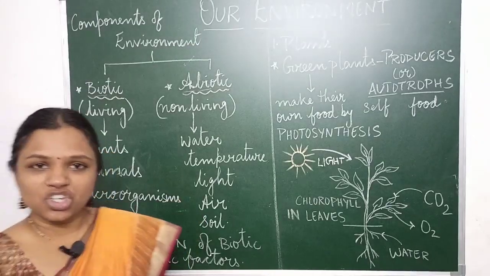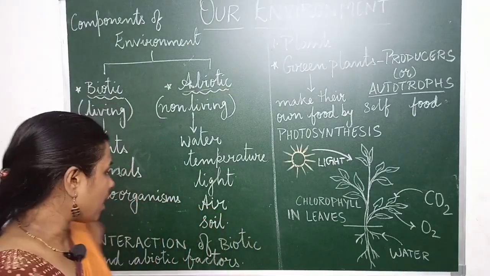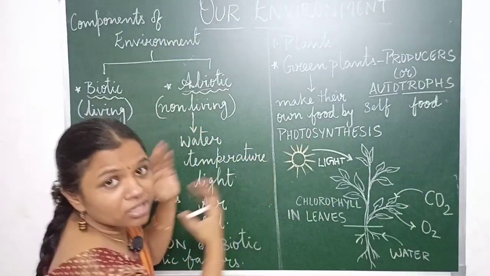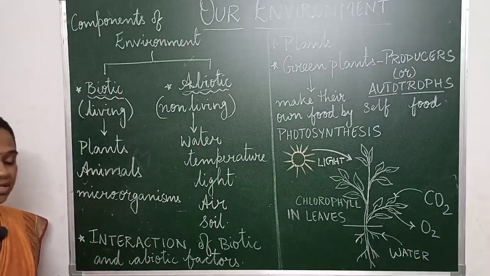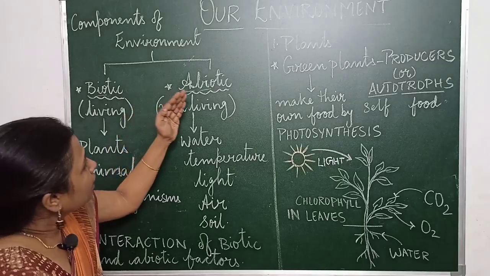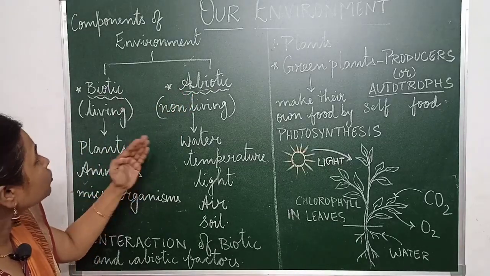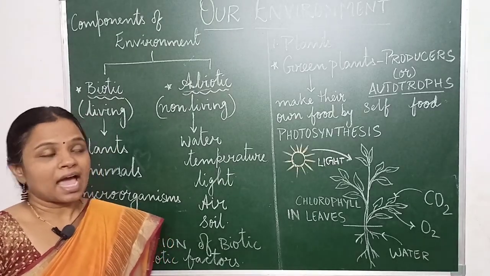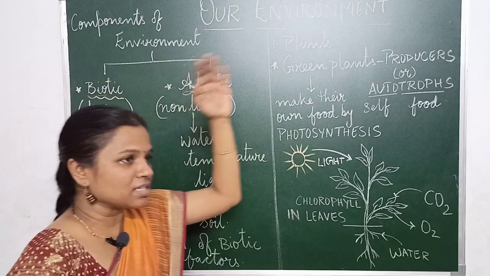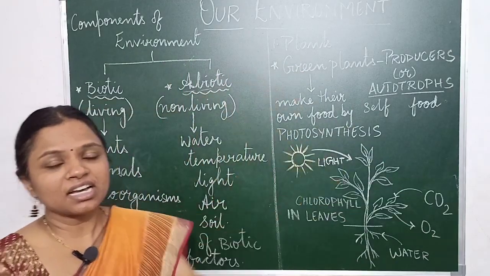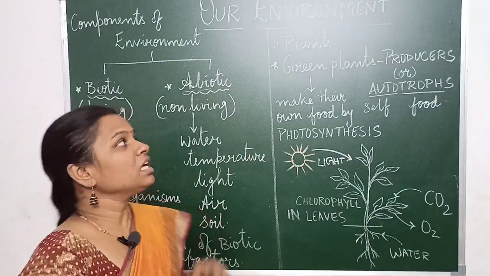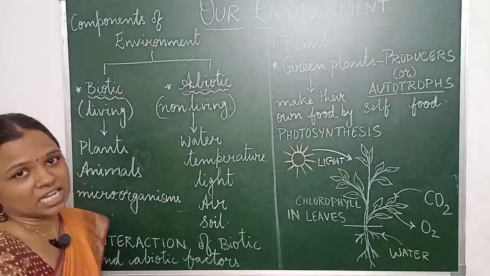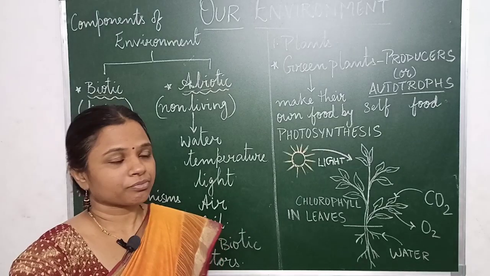Other than this, in this chapter, children, we will be learning about how the biotic factors are dependent on the abiotic factors, how these abiotic factors are utilized by the living organisms for their survival, and how the different things actually circulate inside the environment. So we will be learning about each and everything in detail in this video.